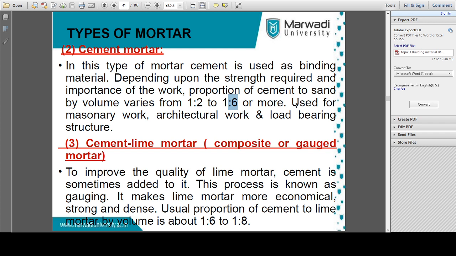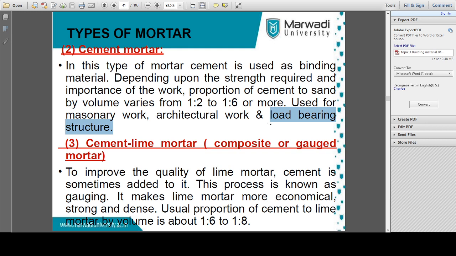So the usages are different masonry work, then architectural work, and load bearing structure, that is one type of plastering work in a building. Most probably the buildings that we are observing nowadays are load bearing structures, right? So in load bearing structures we have plastering work inside and outside of the building with the help of this cement mortar.